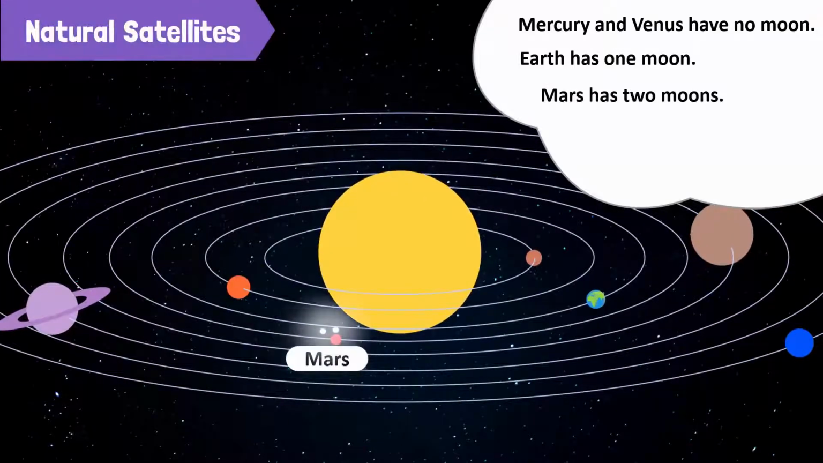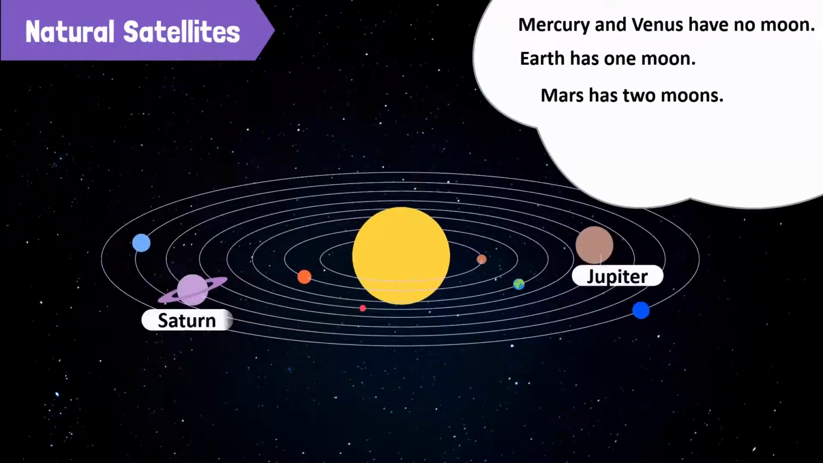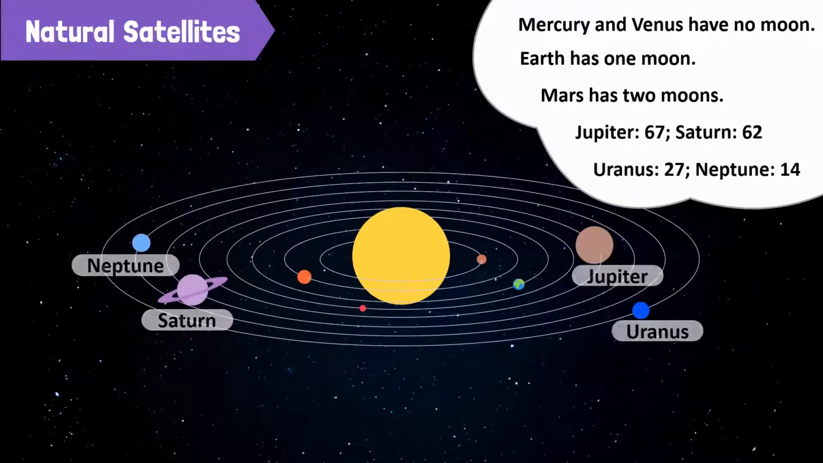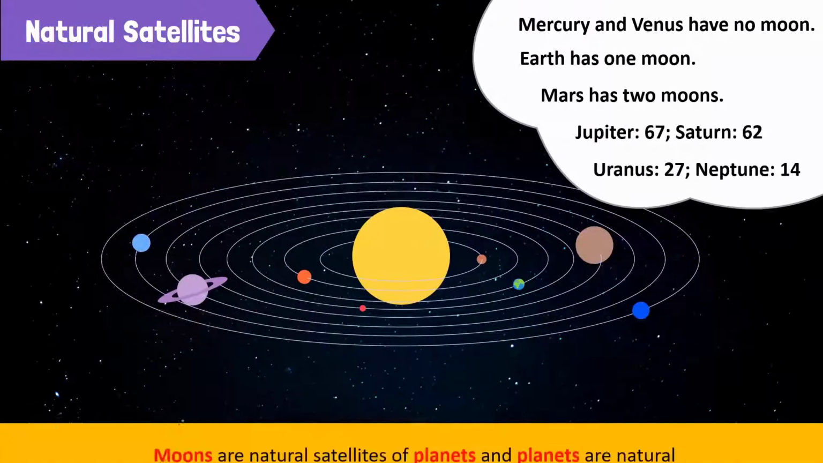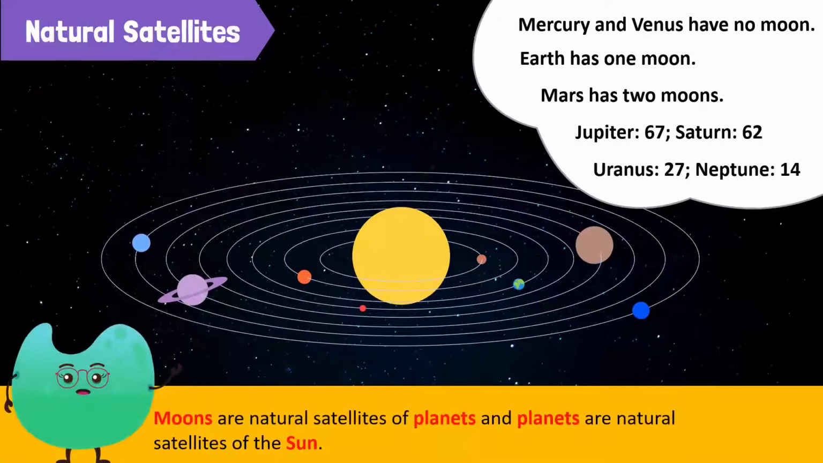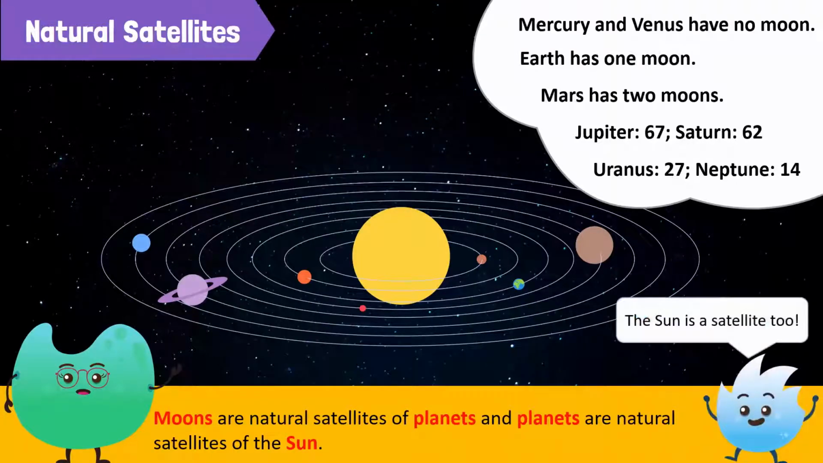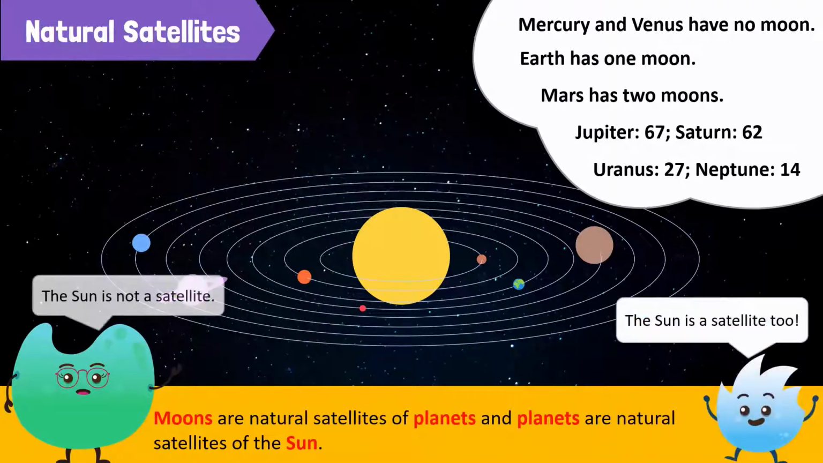Mars has two moons. Jupiter, Saturn, Uranus, and Neptune also have different numbers of moons. Moons are natural satellites of planets, and planets are natural satellites of the sun. The sun is a satellite too. No, Spiky, the sun is not a satellite. Do you know why?